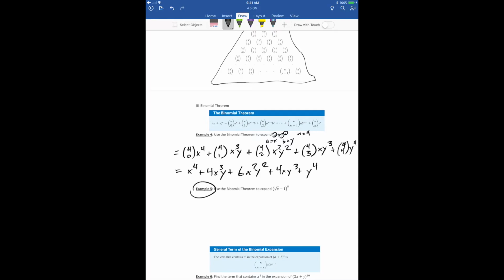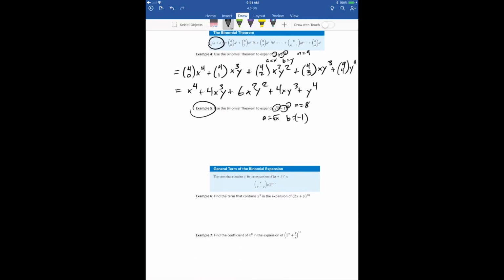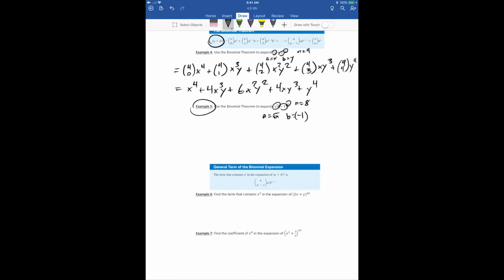Go ahead and try example 5. And remember, so n equals 8, a is the square root of x, and b is -1. So be careful when you're plugging in for a and b in your formula. And we'll go through that together later on. All right.